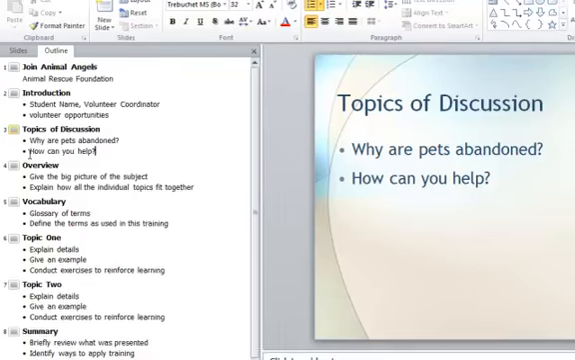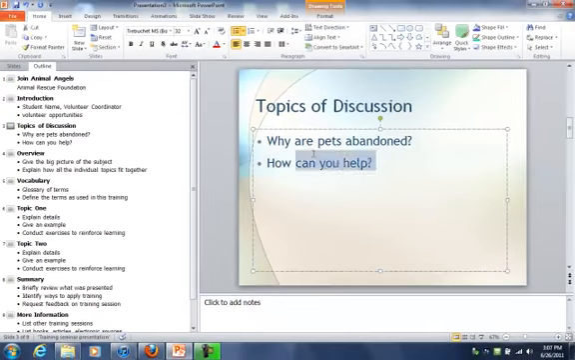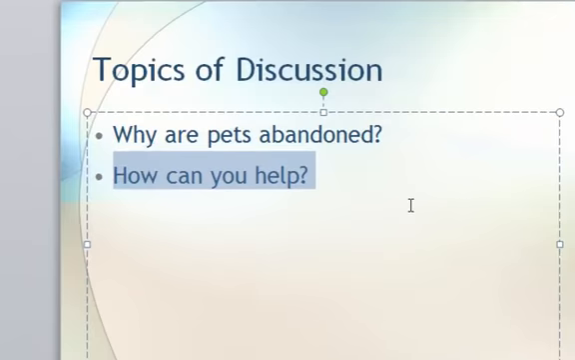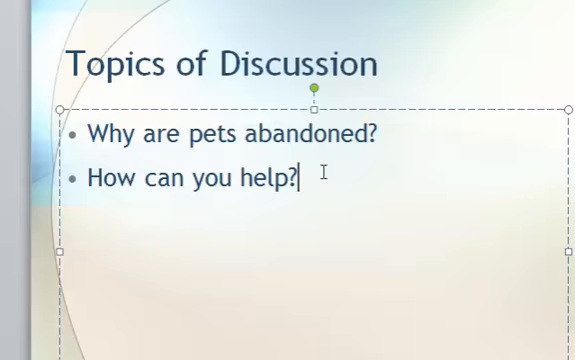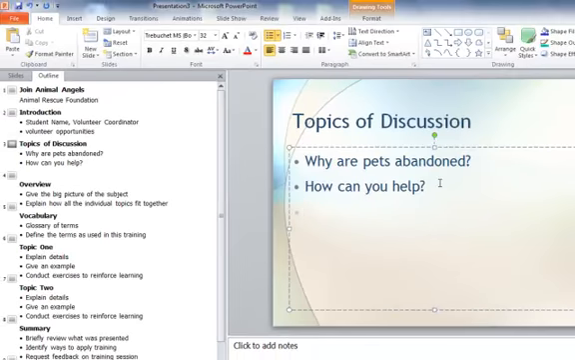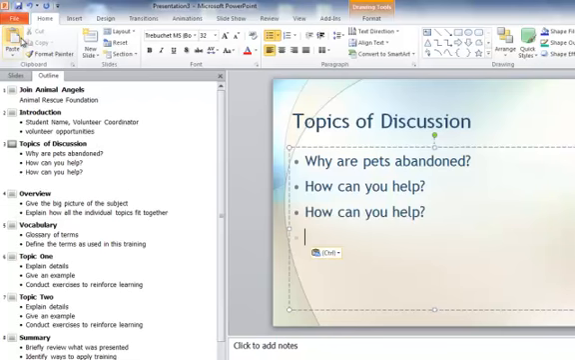Select the second bulleted item. Come over here and select my second bulleted item. I'm going to click copy in my clipboard group. And I'm going to click on the third bullet line. If you don't have a third line, just hit enter. And go ahead and paste in how you can help again. And instead of how can you help, we're going to put in how does the foundation help. There you go.